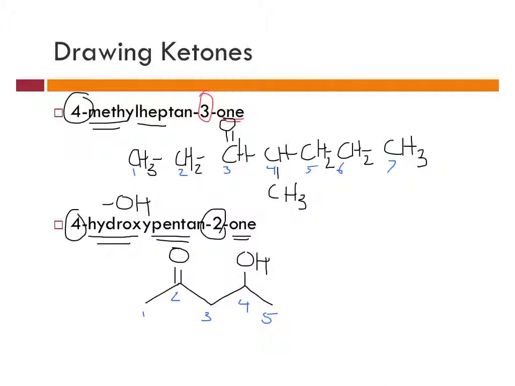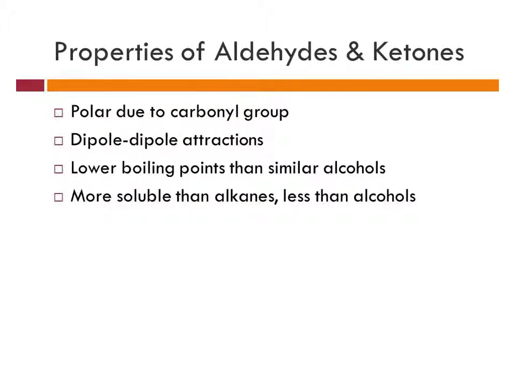There we go. So the properties of aldehydes and ketones are given to them by their carbonyl groups, their C double bond O. And because of the electronegativity difference between the carbon and the oxygen, they are polar, so they exhibit dipole-dipole attractions with one another. They have lower boiling points than alcohols with a similar length of carbon chain because they're not able to hydrogen bond. However, their dipole-dipole attractions do give them more solubility in water than the very nonpolar alkanes, but because they can't hydrogen bond, they're less soluble than alcohols.